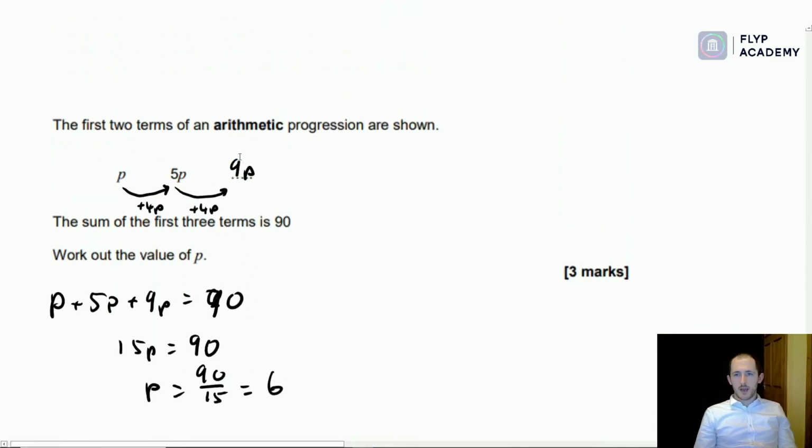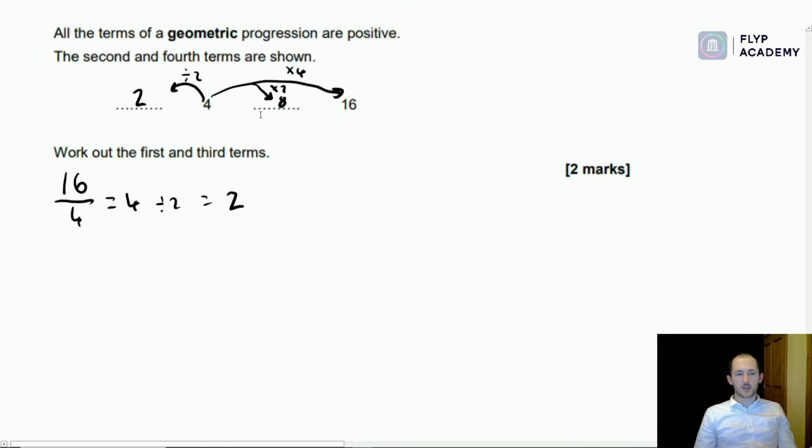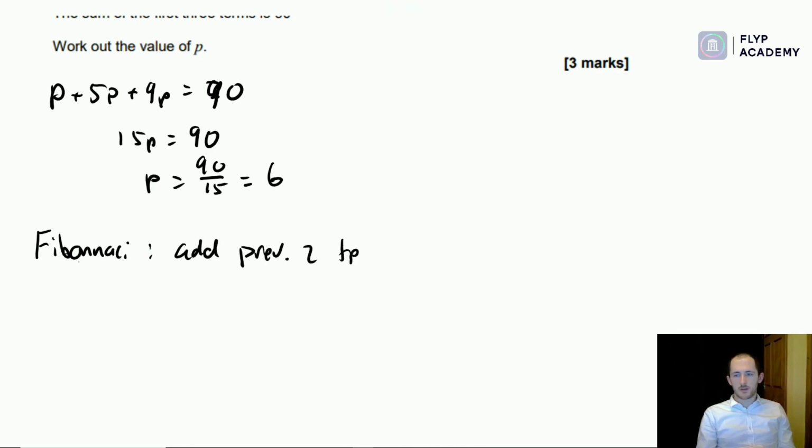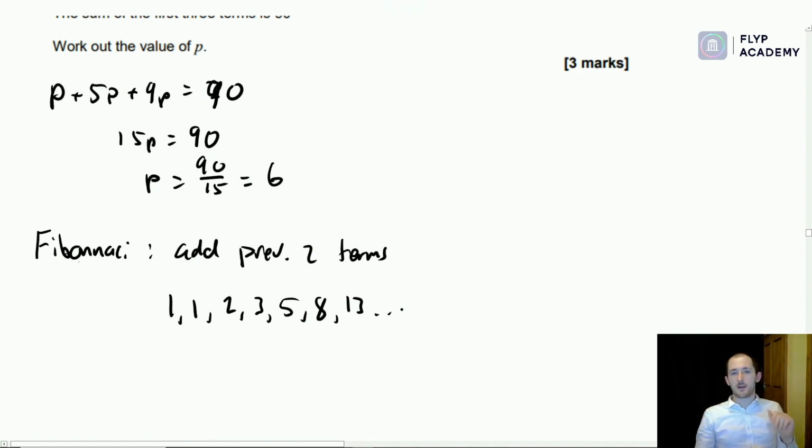In terms of these other sequences that they can tell you, like a Fibonacci sequence, they will tell you if it's a Fibonacci sequence. All you have to do for a Fibonacci is add the previous 2 terms. So for example, it normally starts off with 1 and 1. To get the next term, we add the previous 2. So 1 add 1 is 2. 2 add 1 is 3. 3 add 2 is 5. 5 add 3 is 8. 8 add 5 is 13, and so on. But they will tell you if it's a Fibonacci sequence, and normally they tell you how to work out a Fibonacci sequence.